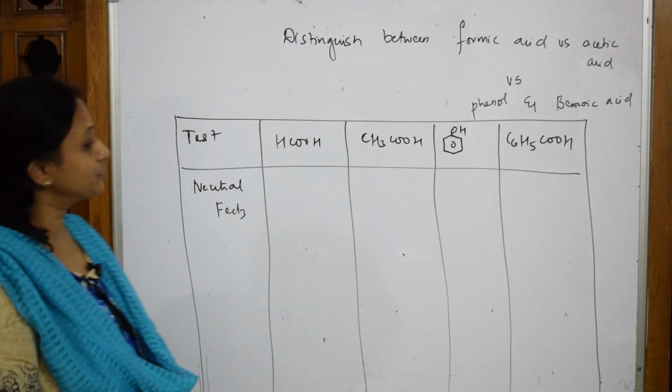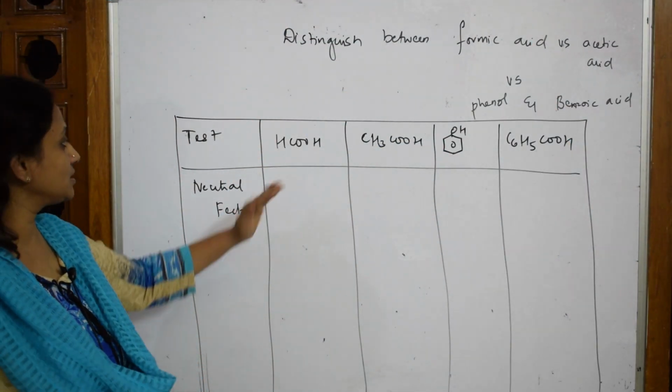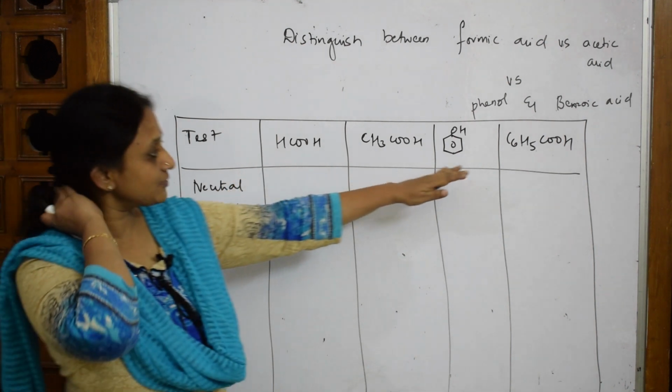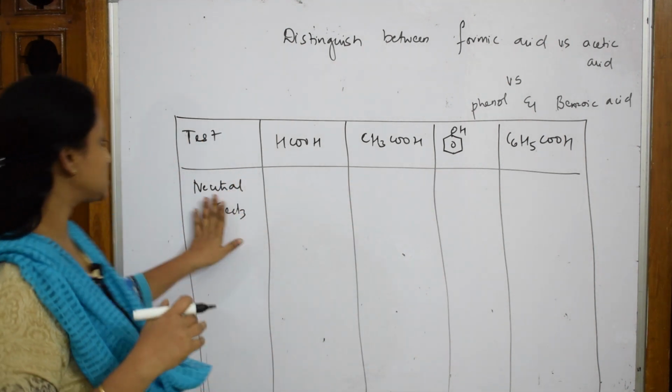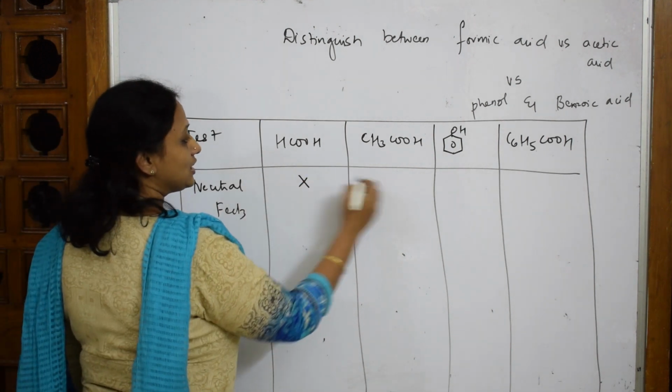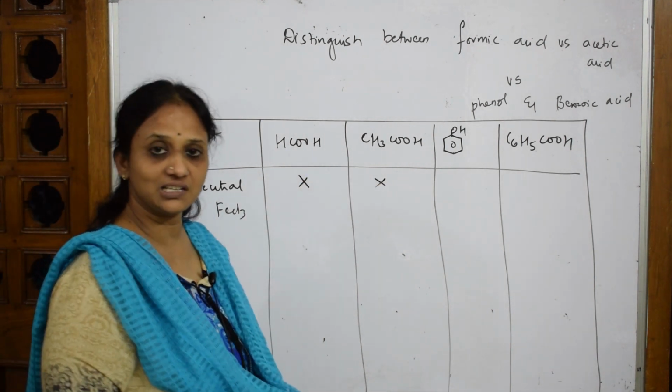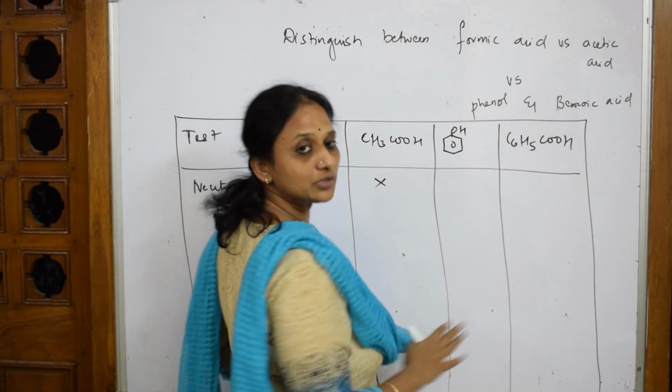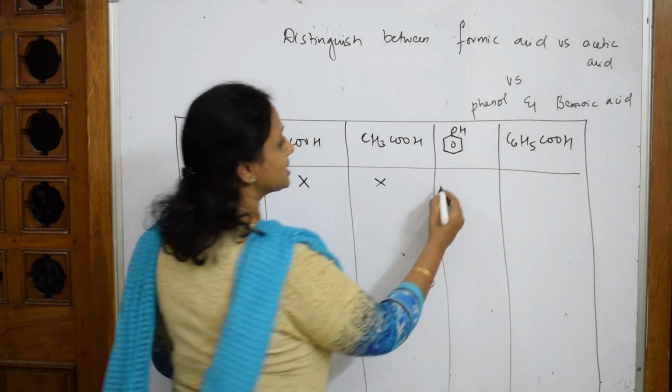Come back and finish off the distinguishing test between formic acid, acetic acid, phenol and benzoic acid. The test which I'm going to use is neutral FeCl3. So acids, we very well know, will not respond to the neutral FeCl3 test. So phenol as well as benzoic acid both will respond. So let us write the reaction.